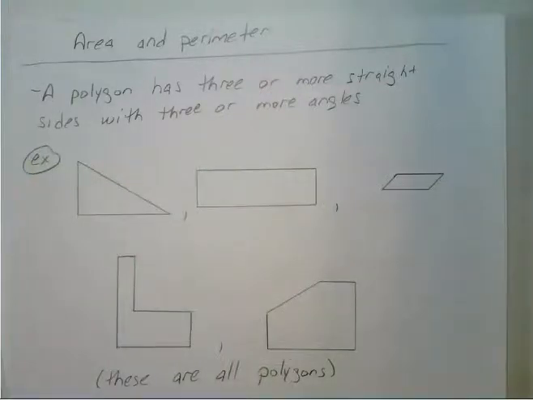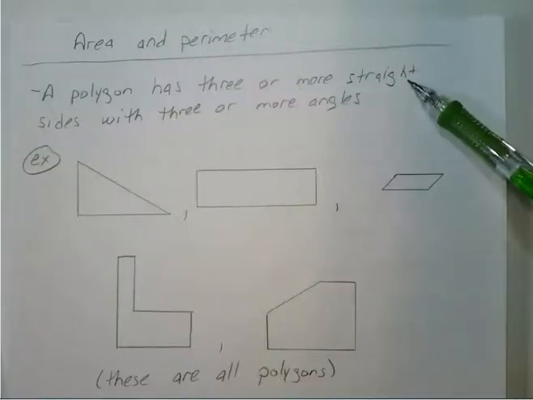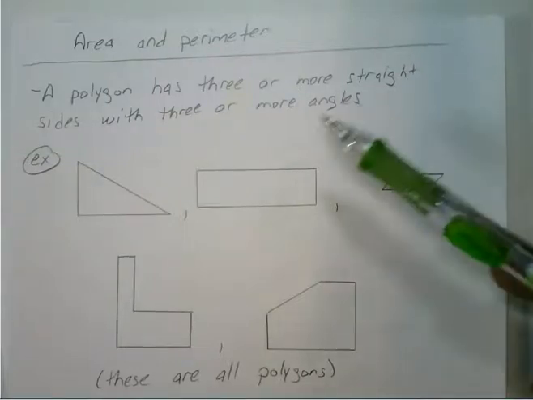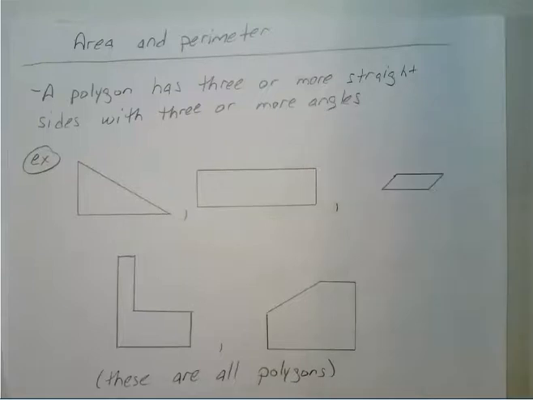Hello everyone. In this video we will be looking at the area and perimeter of polygons. Okay, so first let's explain what a polygon is. A polygon is a shape that has three or more straight sides and has three or more angles.